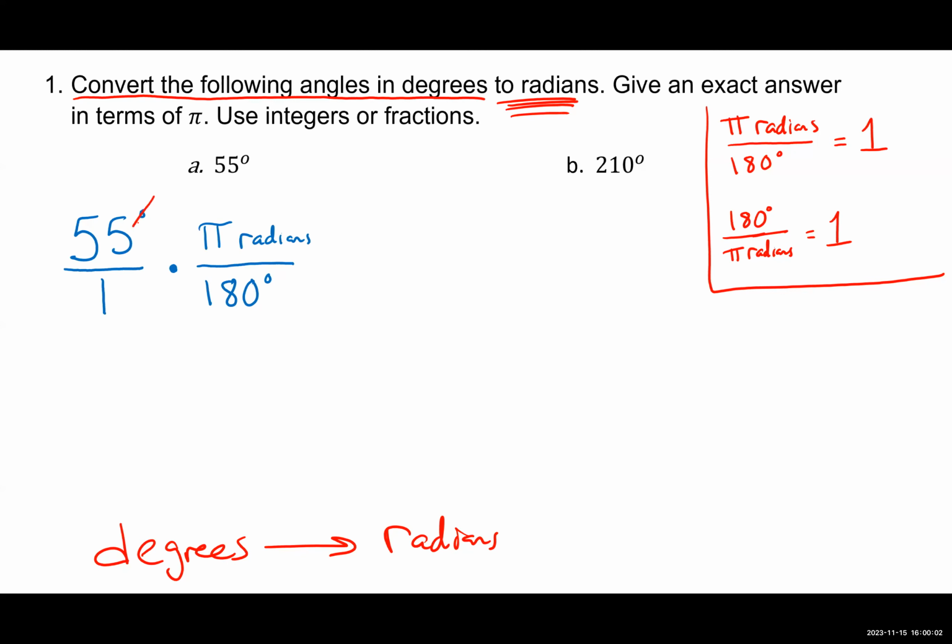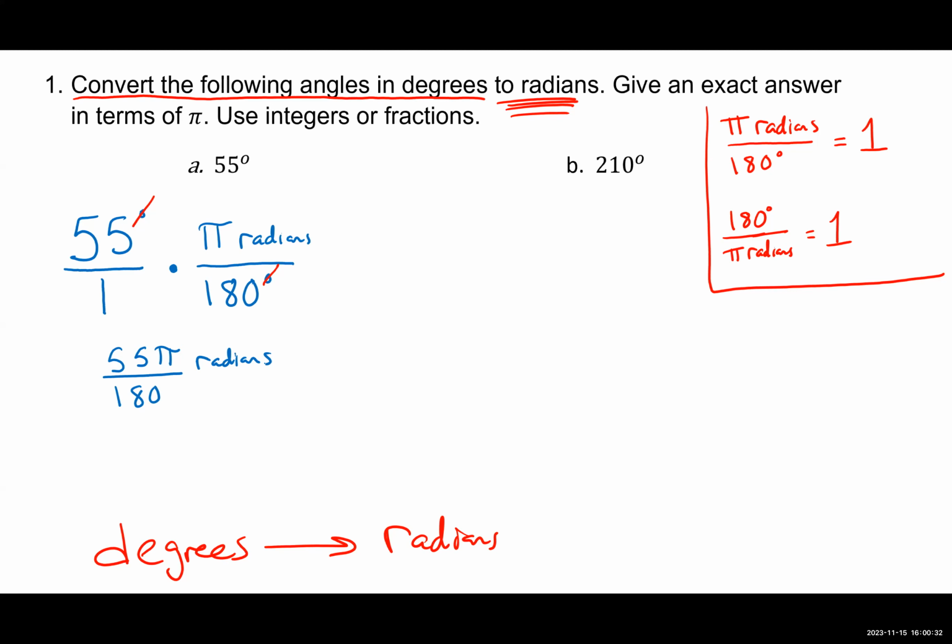And so degrees on top, degrees on bottom, they cancel. So if we multiply top times top, bottom times bottom, 1 times 180, we get 55 pi over 180 radians.